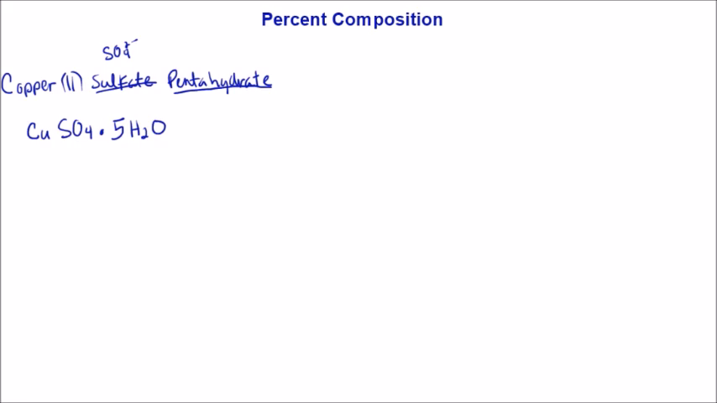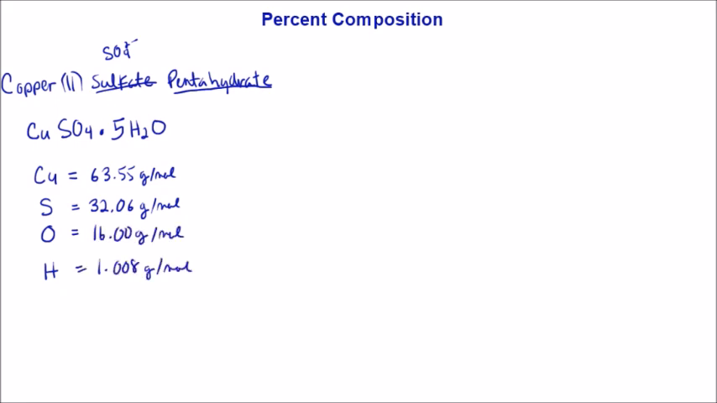Now, let's do a percent composition for this. And in this case, you've got more elements. And so I'm just going to list the elements: copper, sulfur, oxygen, hydrogen. Okay, so in this case, only one copper. Well, let me get the molar masses first. Make it a little bit neater there.